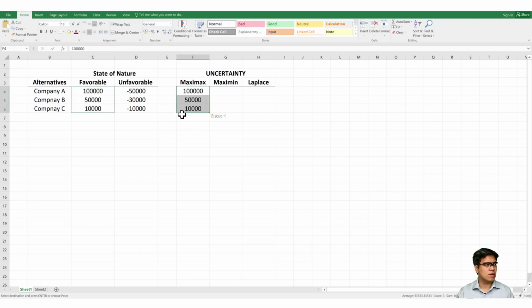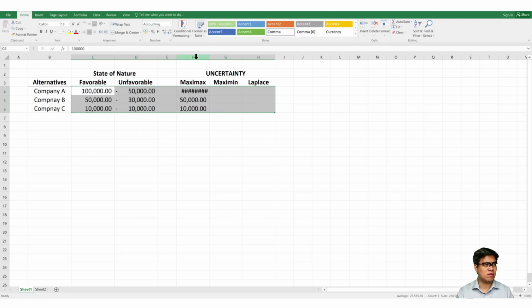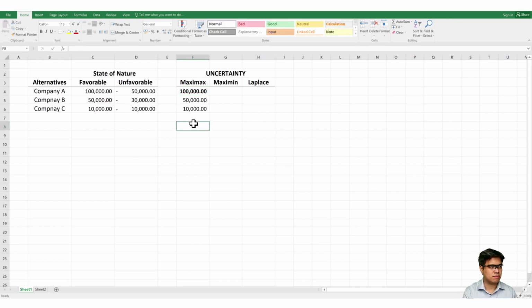out of the 3 different outcomes for favorable, you have 100,000, 50,000, and 10,000. So Maximax tends to favor the highest or best possible outcome. In this case, 100,000 is the best choice here. So that would be company A.